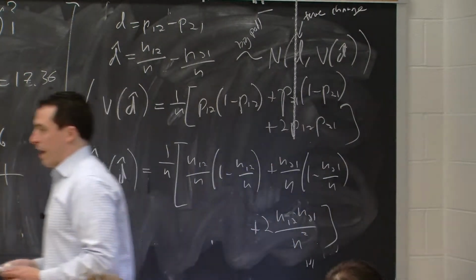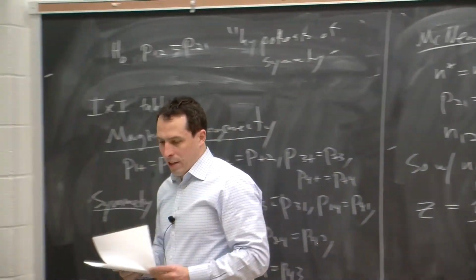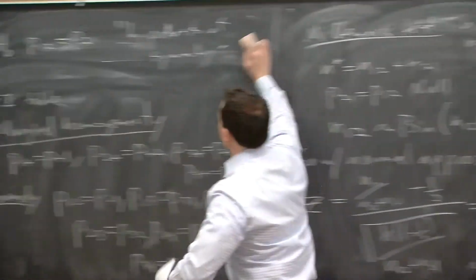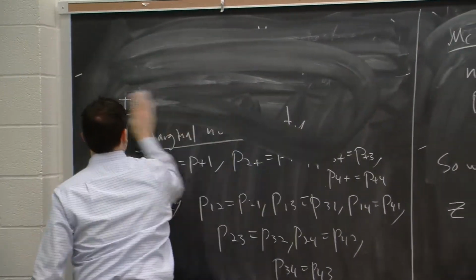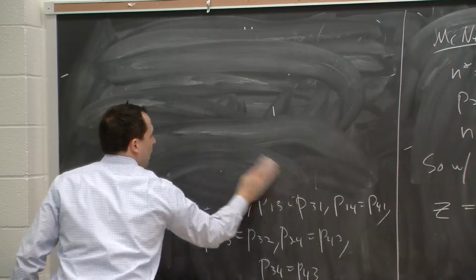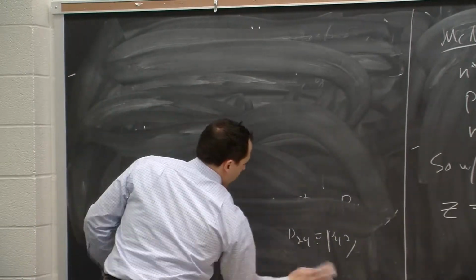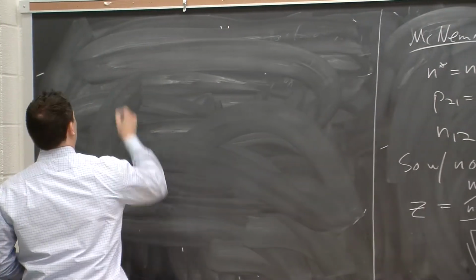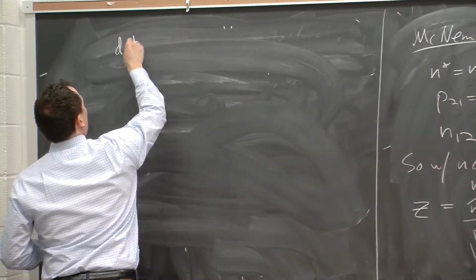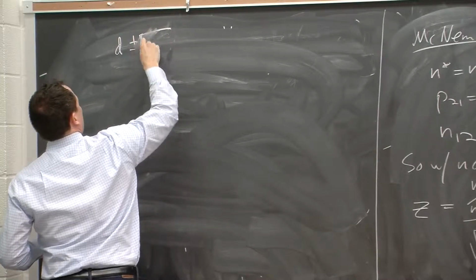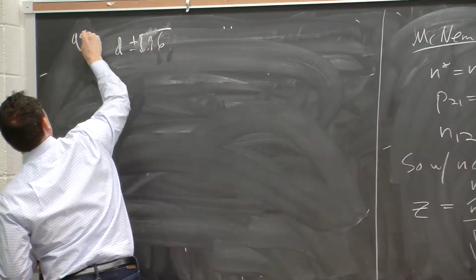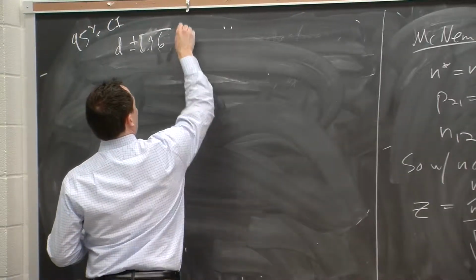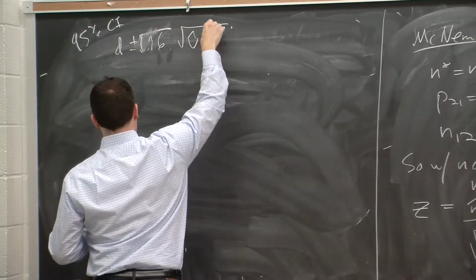Okay, so that variance gives us our confidence interval. Here we have a point estimate, we have a variance, and we know the distribution. So we get a confidence interval more easily computed from the normal variant. And our confidence interval is d plus or minus 1.96, for a 95% confidence interval, 1.96 times this number, the square root of v hat of d hat.